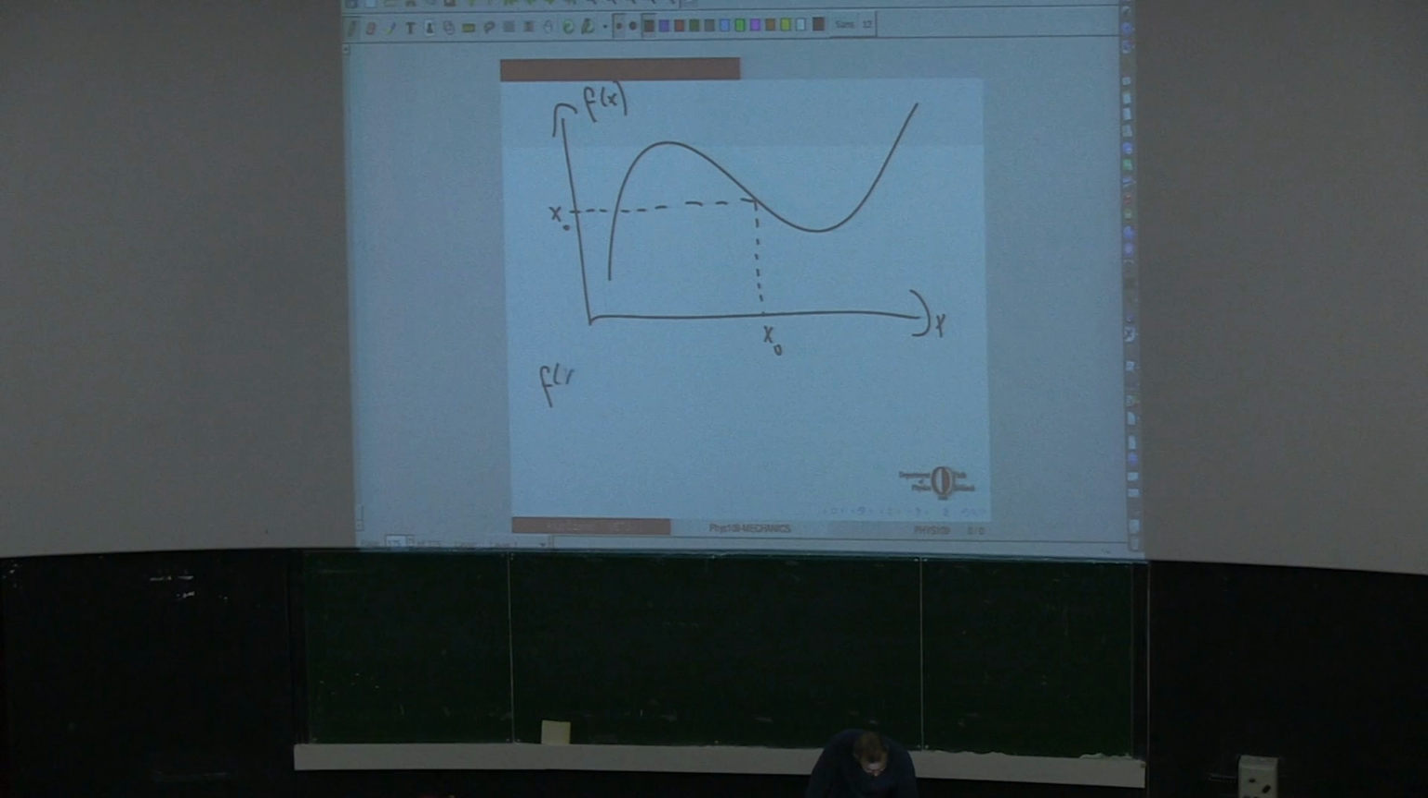What is f of x1? X1 is somewhere over there. So what is your first guess? You know f of x0. What is f of x1? I want its value. I don't want to know its relation with x0 or f of x0. What is the value of f of x1? A first approximation.